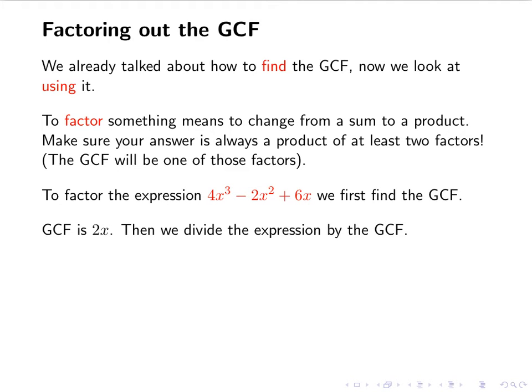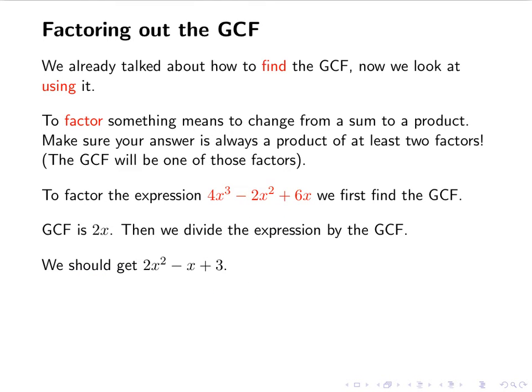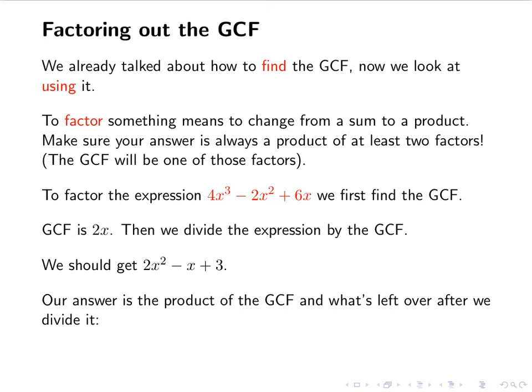Once I've found that, my next step is to divide the expression by the GCF, which we've also already looked at. So if I take this and divide by 2x, my first term, 4x cubed over 2x, is 2x squared. My next term is just an x. My last term is a 3. And then my answer is the product of those two. So 2x times (2x squared minus x plus 3). That, again, the product is my answer.